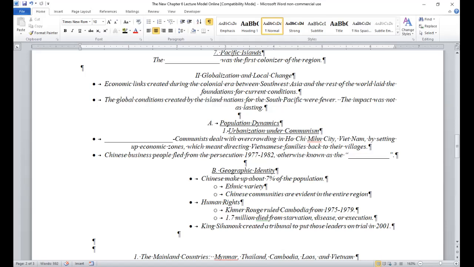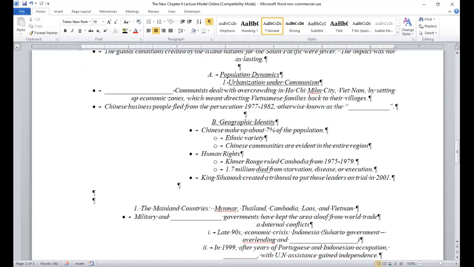Population dynamics. Turn to page 257, figure 6.9, and you'll see a population distribution map there. And keep one eye on that as we work our way through this section. Urbanization under communism. Deurbanization. Communists dealt with overcrowding in Ho Chi Minh City, Vietnam, by setting up economic zones, which meant directing Vietnamese families back to their village.